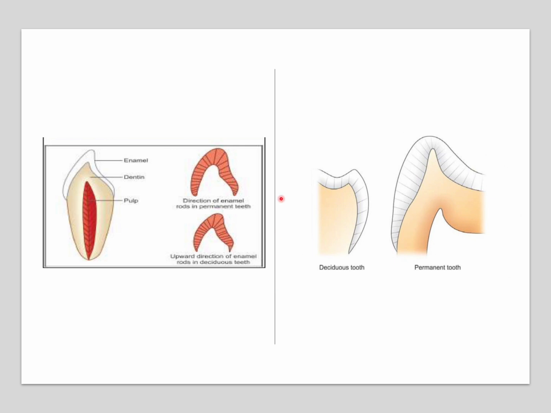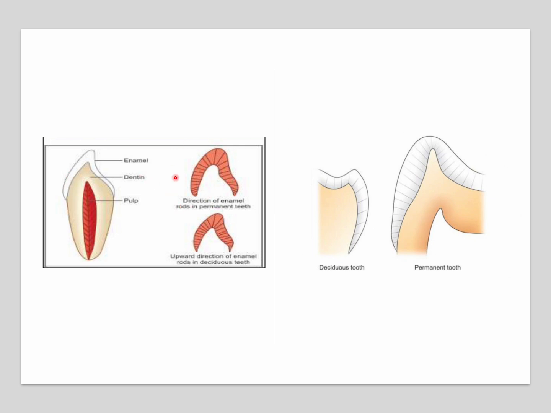These rods come together. They walk in lines from the dentino-enamel junction into the enamel surface. And they have different directions in the anterior or posterior teeth and in different parts of the tooth.